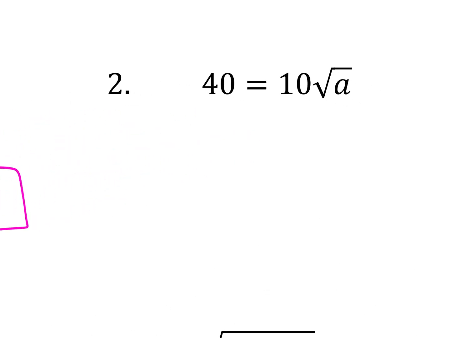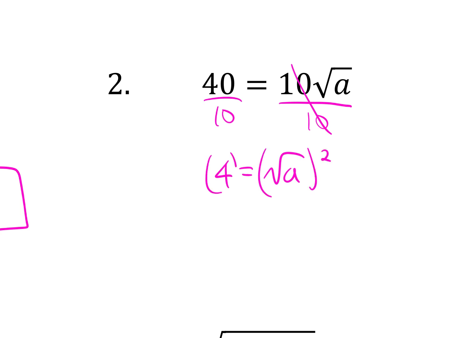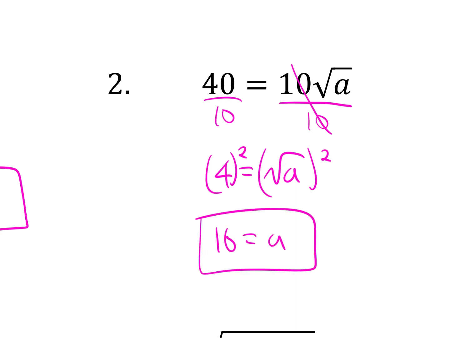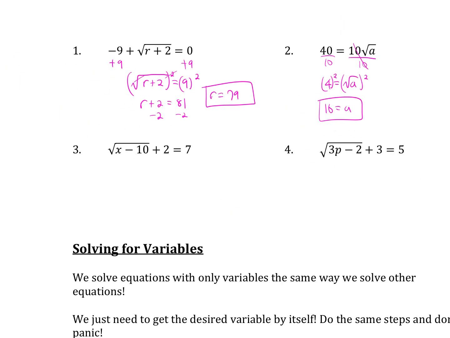All right, we have number 2: 40 equals this. We need to get the square root by itself. Is it by itself right now? It's kind of, we need to get rid of this 10 in front. How do we get rid of that multiplying by 10? We're going to divide by 10. So we get 40 over 10 equals 4. 4 equals square root of a. The square root's by itself. Now how do we undo a square root? Square both sides. So we get what? 16 equals a. There's our answer. All right, why don't you guys go ahead and try 3 and 4 if you haven't yet.